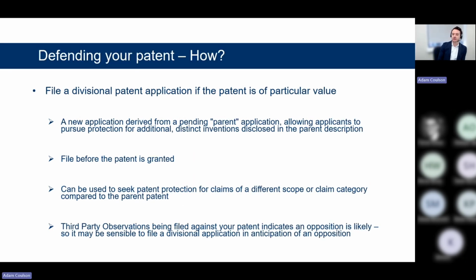File a divisional if the patent application is of particular value. Filing a divisional application before the parent's patent is granted will provide a backup application in the event that the parent's patent is successfully opposed.